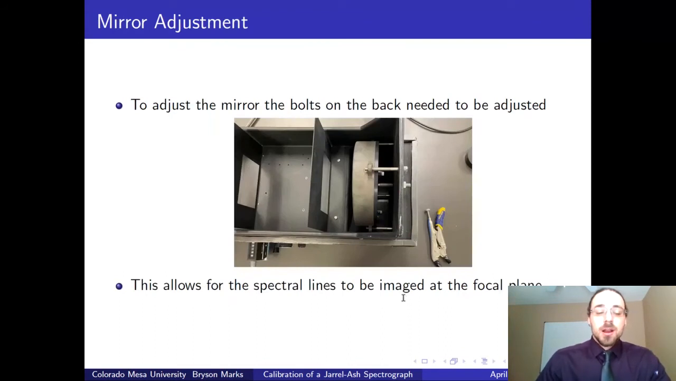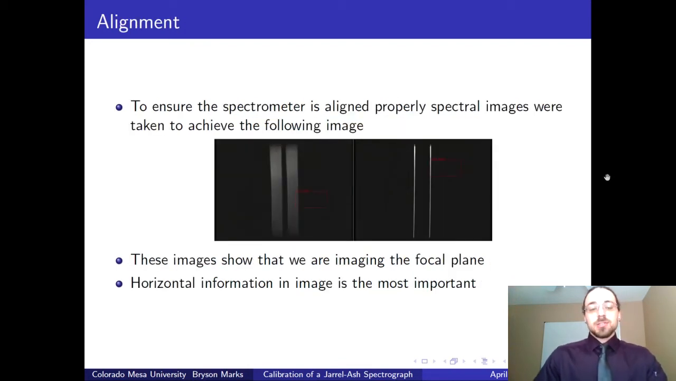To adjust the mirror, we adjust these bolts on the back of the spectrometer. At first, we only decided to adjust these a quarter turn at a time to ensure that we did not lose our spectral lines. I turned them either clockwise or counterclockwise, depending on whether it widened or narrowed our spectral lines. After figuring out which one narrowed our spectral lines, we arrived at this image here.